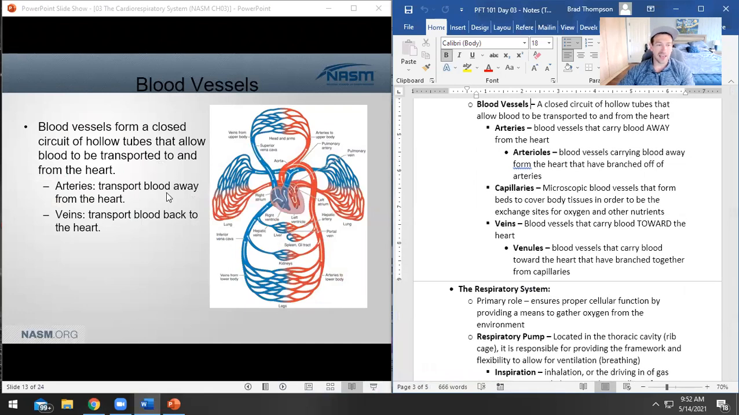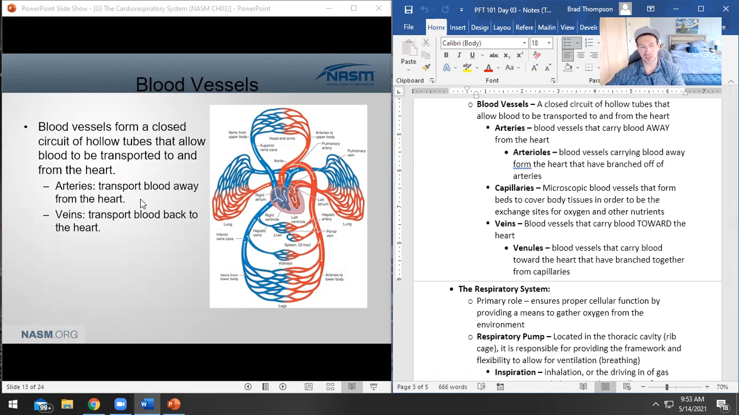All right, next thing we're looking at, we've got to look at our blood vessels. So we've talked about the pump, we've talked about the vehicle. Now we need to talk about the highways. How are we actually getting blood to transport around the body? That is where your blood vessels come in. Your blood vessels are a closed circuit of hollow tubes that allow blood to be transported to and from the heart. You have two main categories, arteries or veins, and then you've got the exchange site in the middle, which are your capillaries.